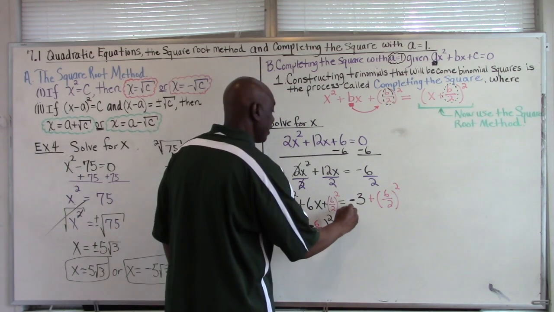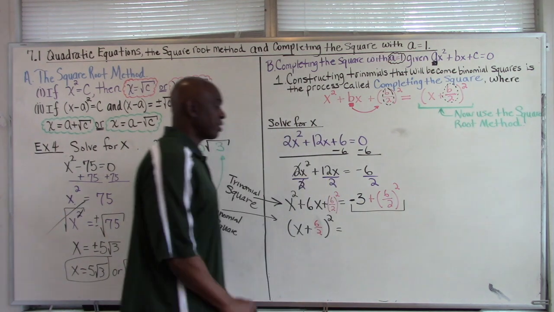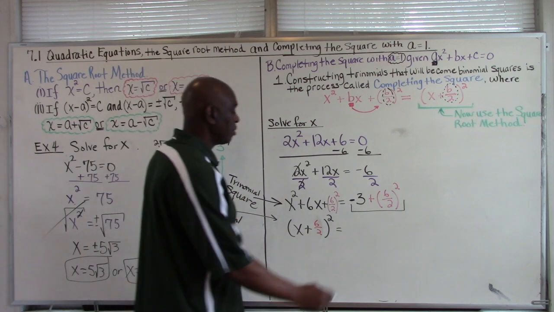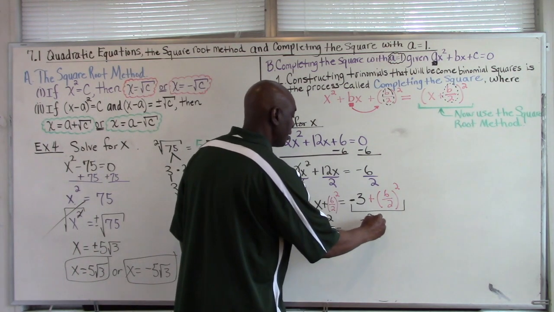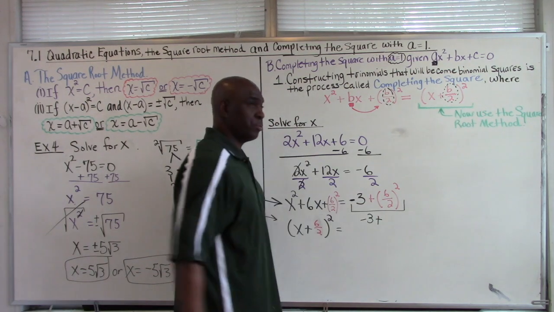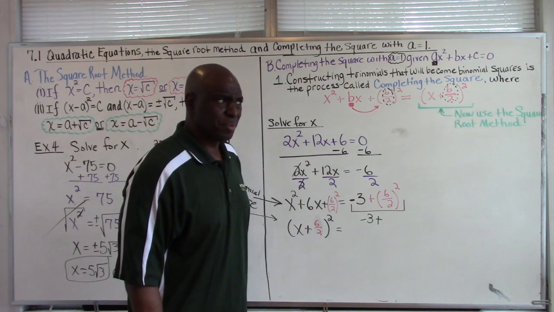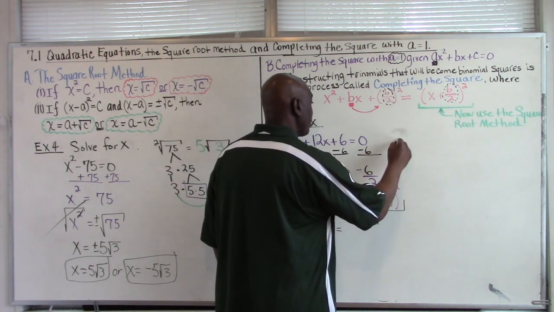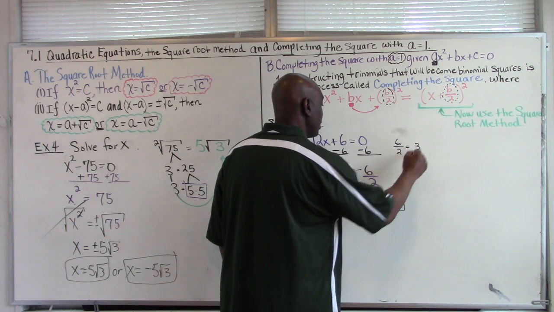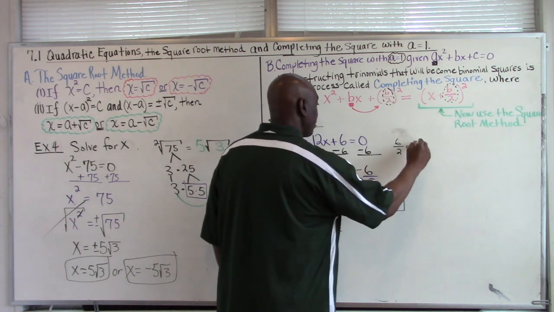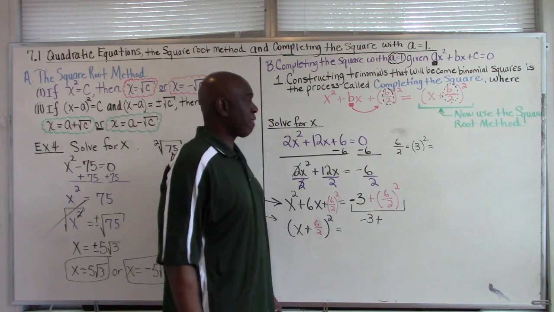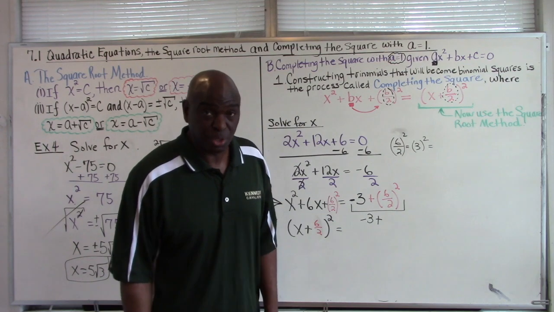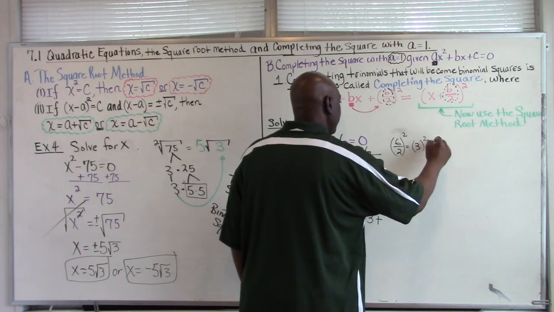Let's do some work over here now. Let's work that out. What's that going to give us? Well, that's going to be negative 3 plus 6 divided by 2. Do you know 6 divided by 2? 3, very good. So 6 divided by 2 is 3. Now you take that 3 and square it. Do you know what 3 squared is? Good. 9.